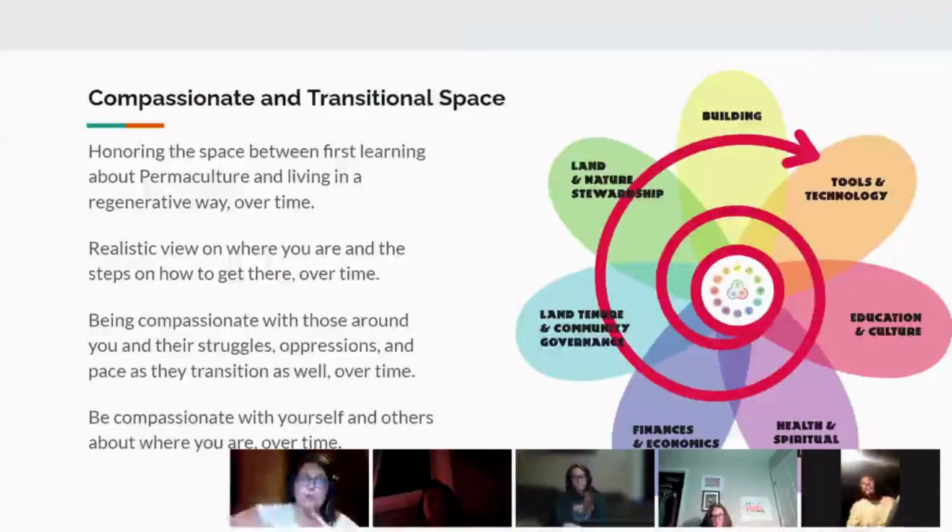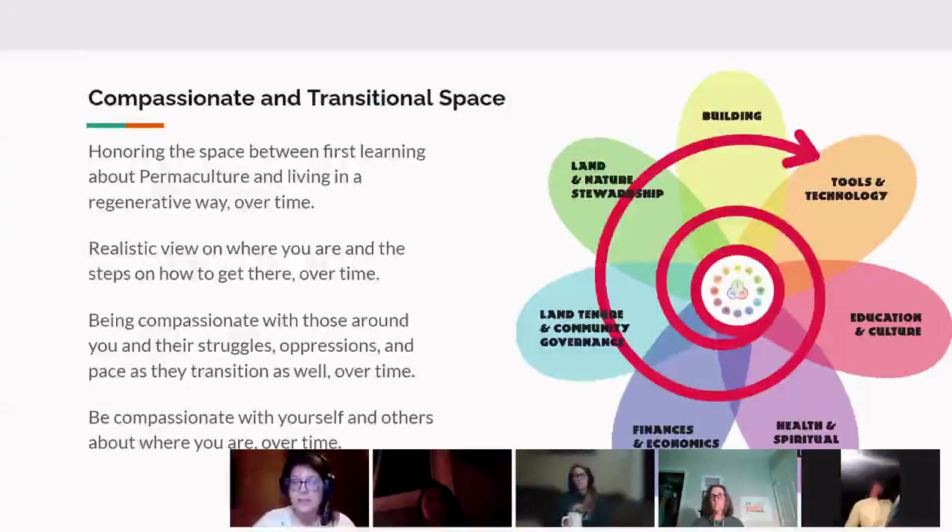Okay, this feeds directly back into every single principle that we just talked about: slow and small solutions, responding to change creatively. So we're honoring the space between first learning about permaculture and actually living in that regenerative way over time. Because I may in a moment live in that designed permaculture life, and then I have to respond to change. I may get a job back in a 9 to 5 to get out of a financial burden that occurred. I may have to eat food, because of the circumstance I'm in, that's no longer regenerative or clean.